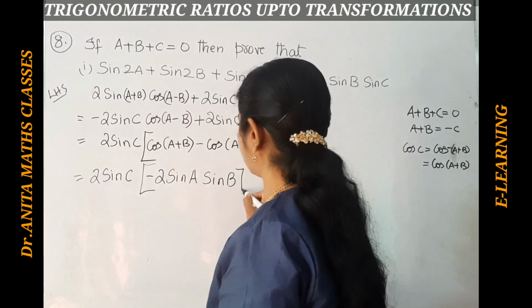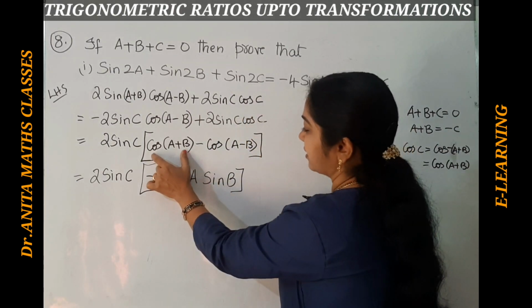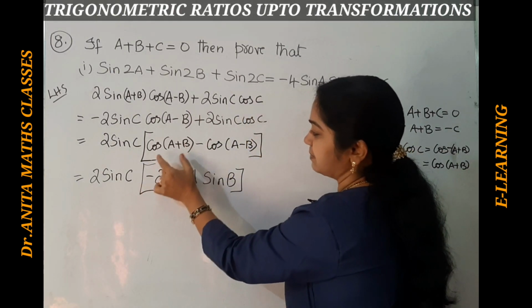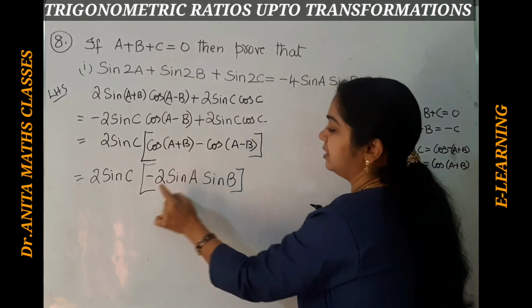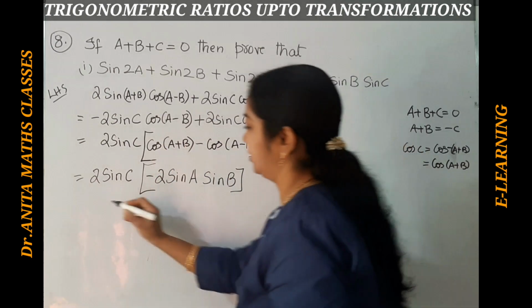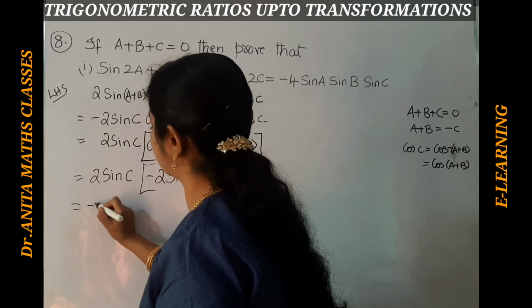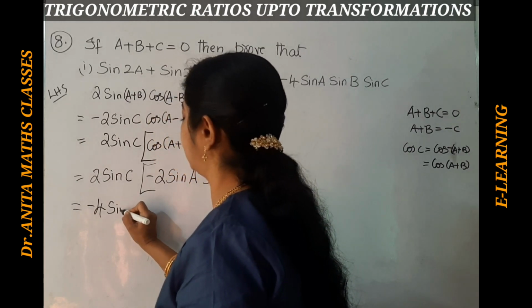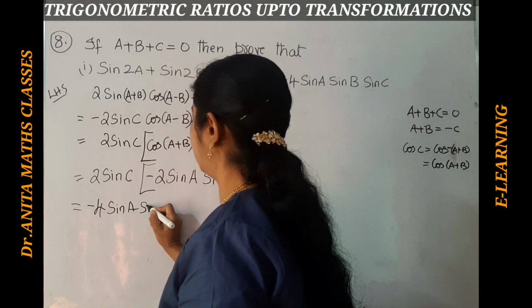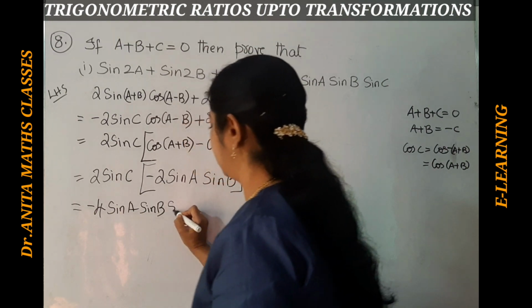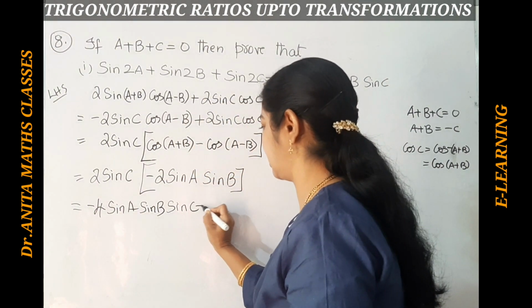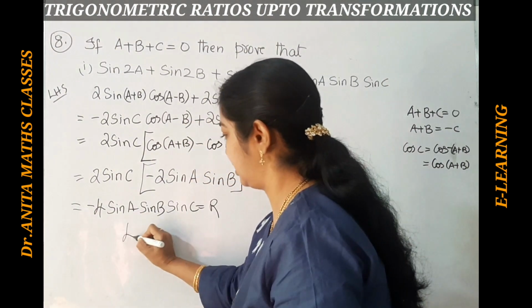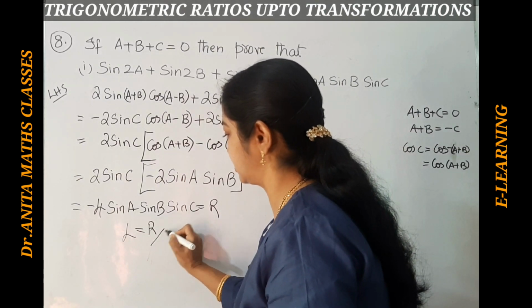In the case of this part and this part, we will not take minus, but if you are having A plus B, A minus B, you have to write minus. Okay. So if you are multiplying, this becomes minus 4 sin A sin B and sin C. So this is the RHS part. So LHS is equal to RHS.